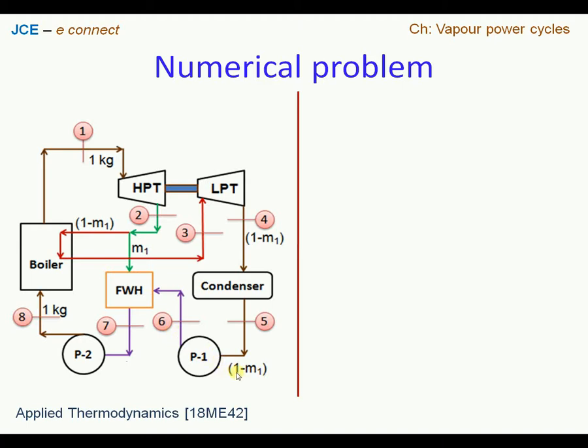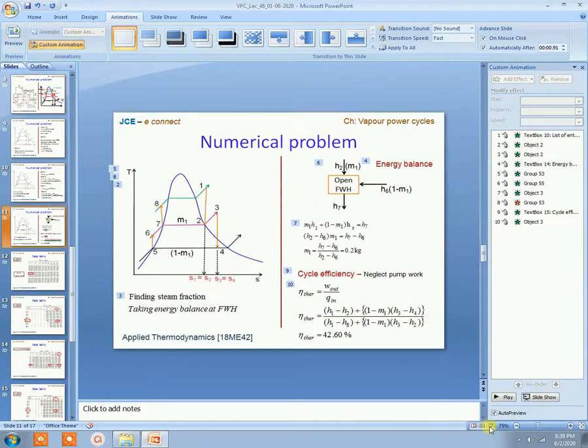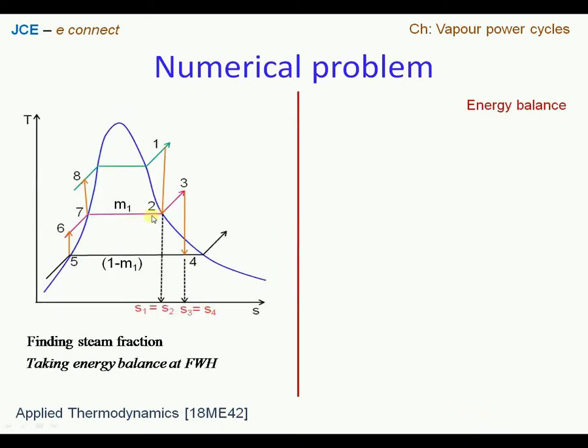Therefore we can write it as 1 minus M1 multiplied by H6. So that will be available at the inlet of the feed water heater, and the addition of these two quantities of steam along with the enthalpies will give us H7. So that is what we are going to do now. We are going to take up an energy balance across the feed water heater, as I briefed a minute ago.